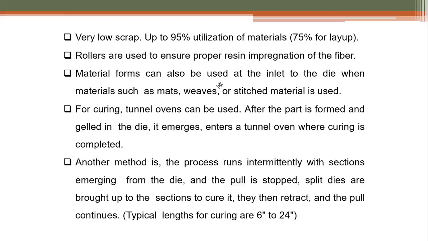The other method is where the process runs intermittently: the sections emerge from the die and the pull is stopped. Split dies are brought up to the sections to cure them, and then they retract and the pulling continues. So this is up to 6 to 24 inches. The typical length for the cutting section is 6 inches to 24 inches.